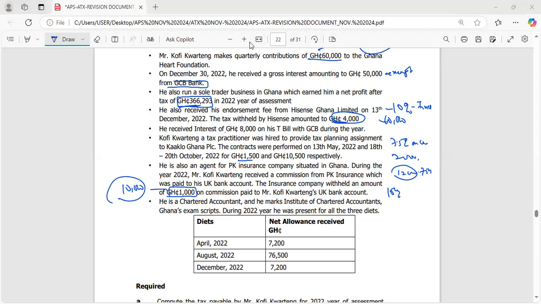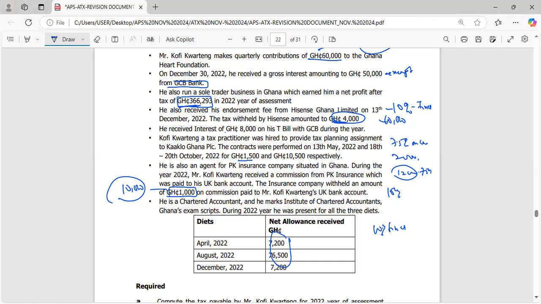10% final, or on account? Final. All right, so 10% final. So we don't add this one. We don't add it. These are net amounts. The tax of 10% that will be deducted satisfies the final tax liability of Mr. Kofi Kwarteng, so you don't add it again.